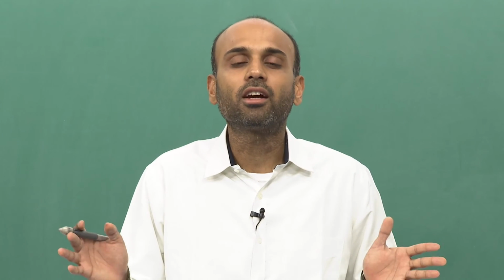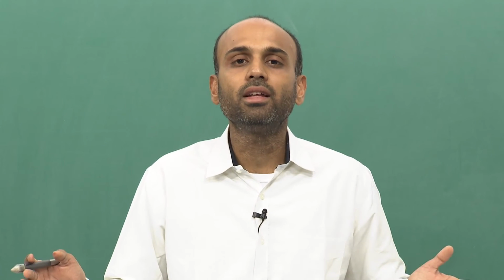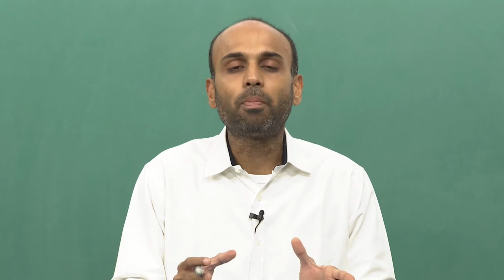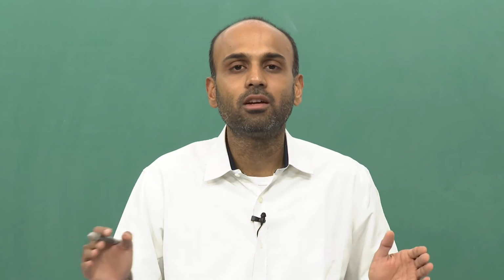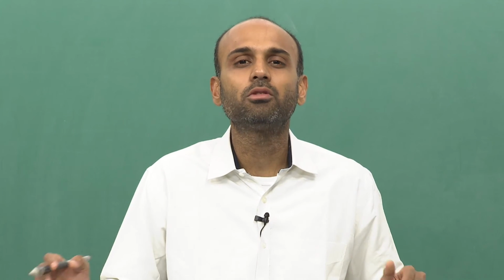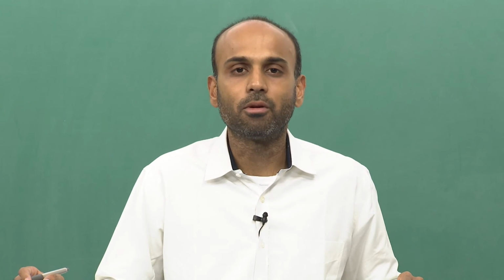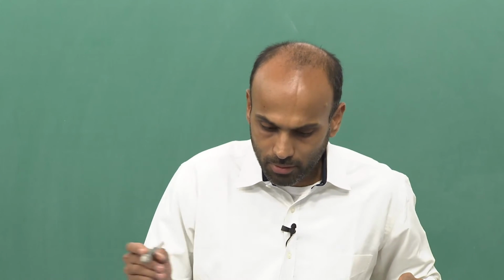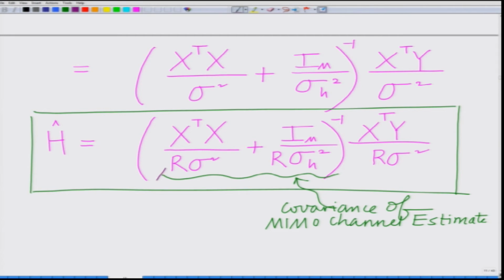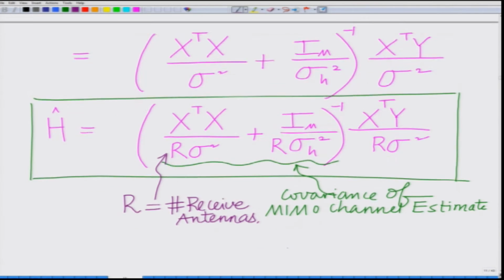So, one need not recompute the covariance all over again. One can use this part that is computed for the LMMSE estimate and reuse it for the covariance. It is just convenient, because it saves some computational burden. And remember, r is the number of receive antennas in the MIMO system, as you should be well aware by now.